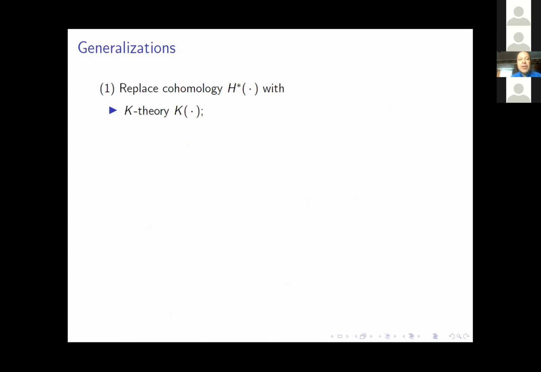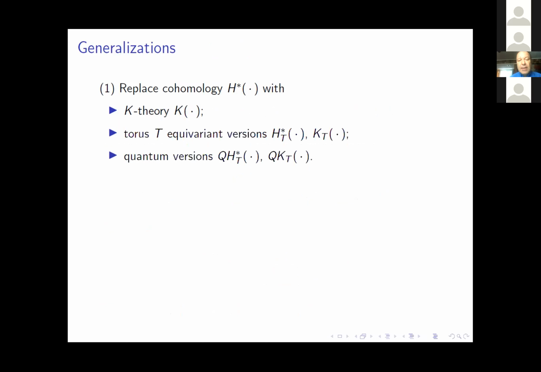So now we can generalize in several ways. First we can replace cohomology with K-theory. We can replace it also with torus equivariant versions of cohomology or K-theory. Or we also have quantum versions. I will talk about them later. So we have quantum cohomology, quantum K-theory, also T-equivariant versions of these, where you introduce certain deformation parameters, which when you set to 0, you recover the ordinary cohomology and K-theory.